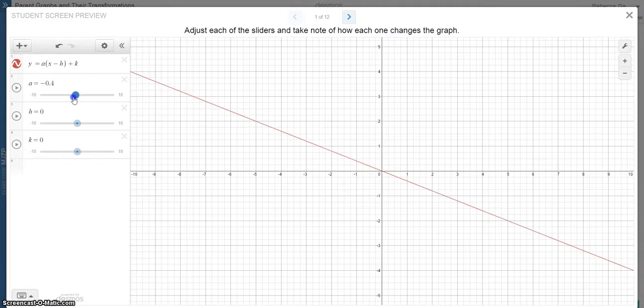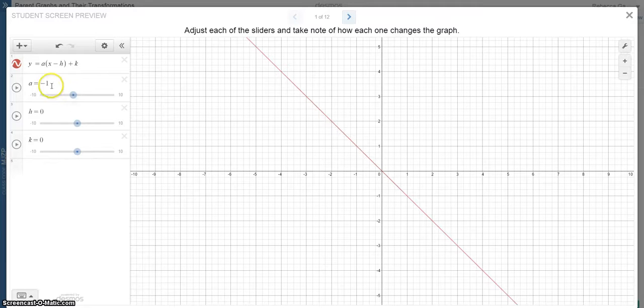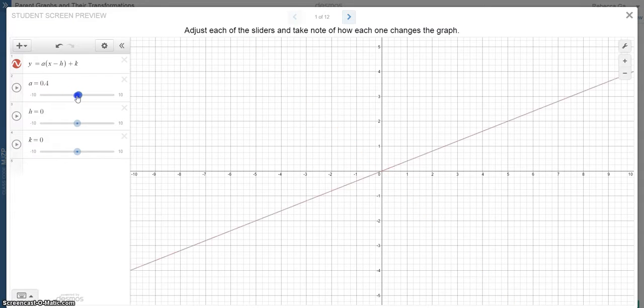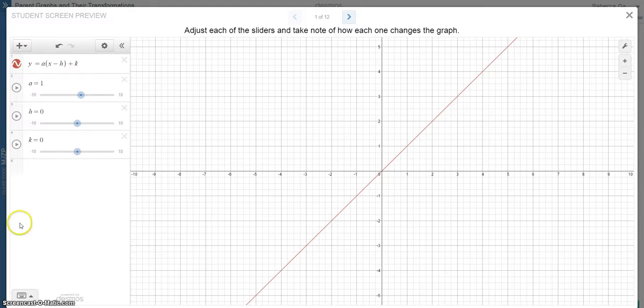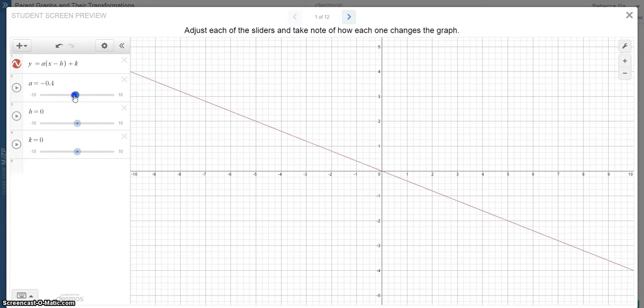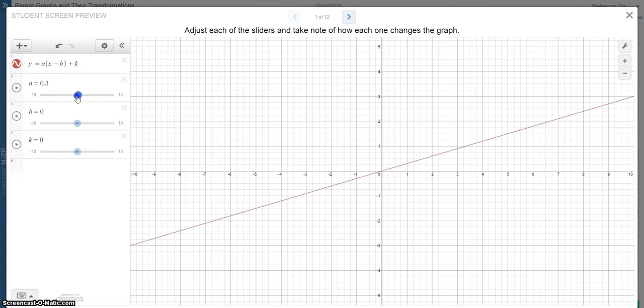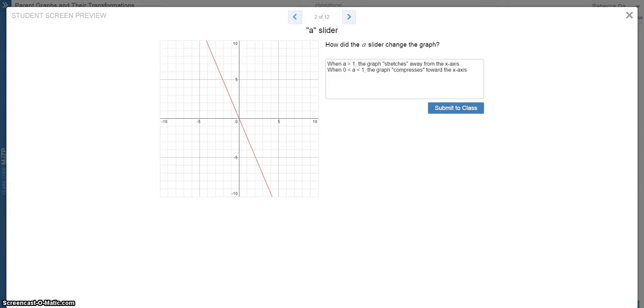So let's go to less than 0. Oh, look at that. It's suddenly like it's flipped. So if I go to -1 instead of 1, that's exactly what's happened. My graph has flipped. So I want to put that in my notes about what happens when A is negative. If you'll notice, the behavior, the stretching and compressing, it still happens. It's just now on the opposite side of the x-axis. Okay, so I want to put that in my notes.